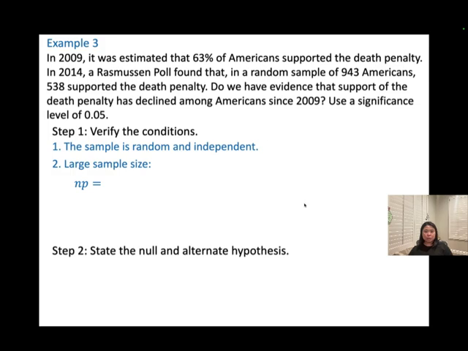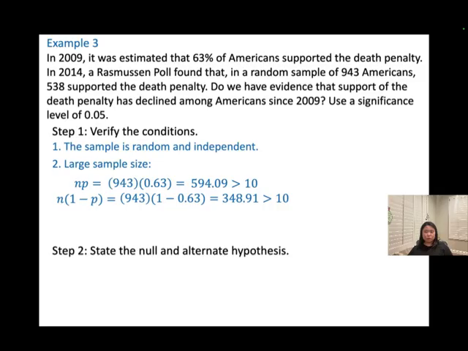So the sample size will be a random sample of 943. And then we have 63% of the Americans, so this is a population proportion. So that is greater than 10. And then at least 10 failures. So do the same thing. You're going to get 348.91, which is greater than 10. Okay, last condition, large population. The population is at least 10 times the sample size. So that's good.